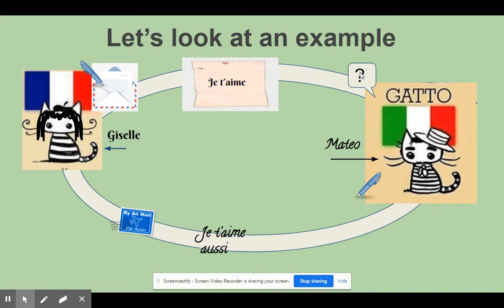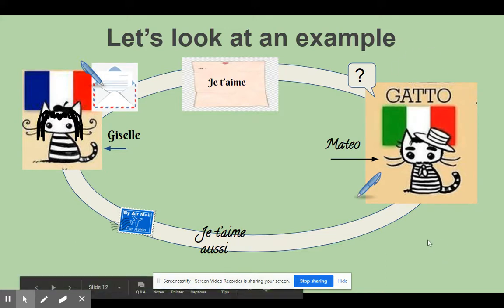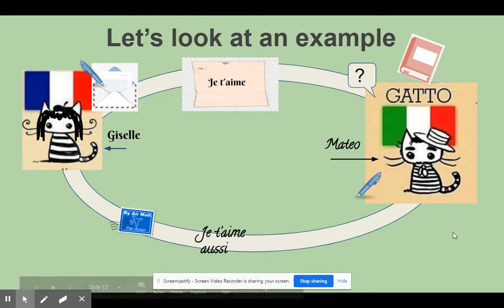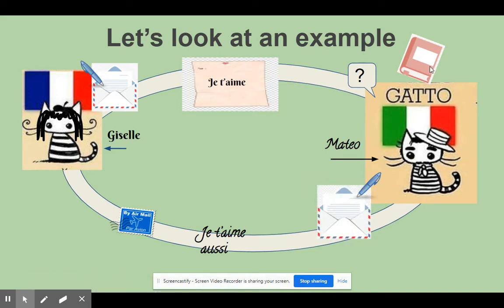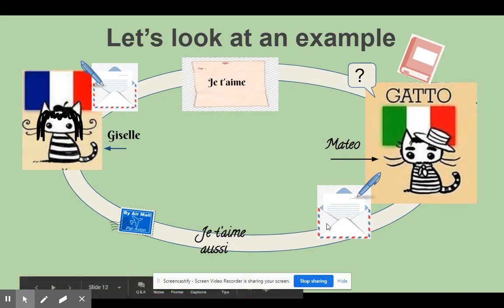He doesn't know what she's talking about, so his decoding of this message is messed up. He doesn't know what to say. He wants to know what to say, so he's like, I need to decode that message. A dictionary would probably be helpful. So then he decodes the message of Je t'aime as meaning I love you. So he encodes a message back to her by writing her a letter. He writes her a letter using the dictionary so he can say Je t'aime aussi, which means I love you too.